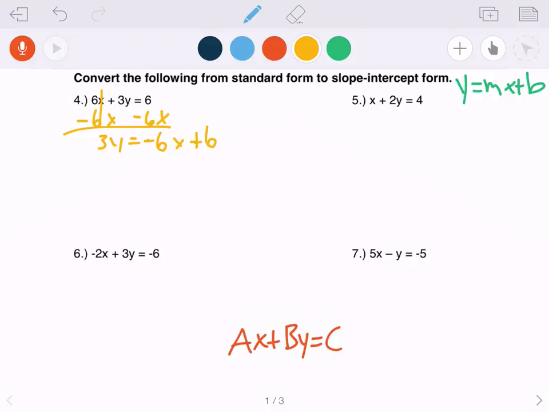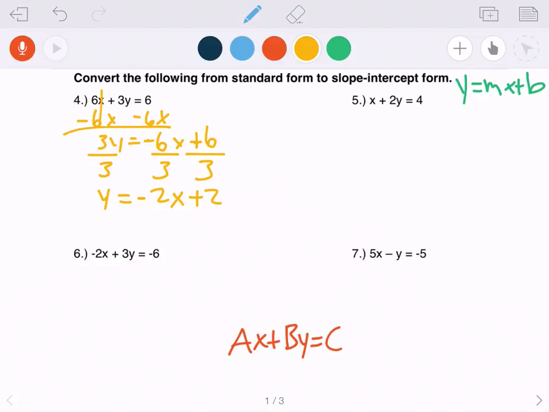So I'm left with 3y equals negative 6x plus 6. And one more step to get it into y equals mx plus b. I don't want 3y, so I'm going to divide everything on the right side by 3. When I do that, my final answer should be y equals negative 2x plus 2. That is now in slope-intercept form. Let's look at number 5.